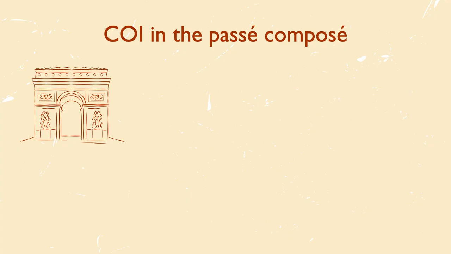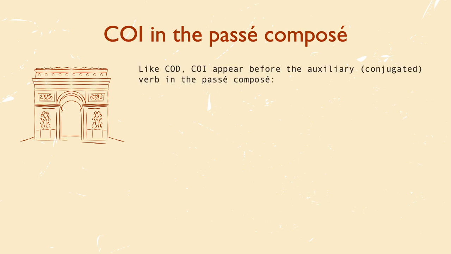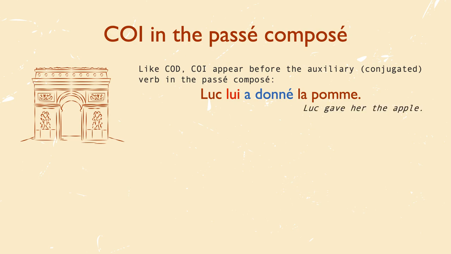Now, COI in the passé composé. Like COD, COI appear before the auxiliary or conjugated verb in the passé composé. Luc lui a donné la pomme. Luc gave her the apple. So, a donné stays together. Lui goes with a, our auxiliary verb, because it's conjugated. So it stays really close to that verb.